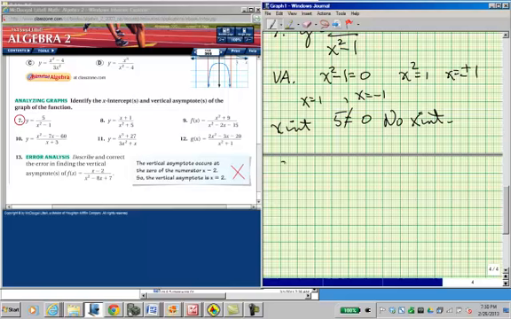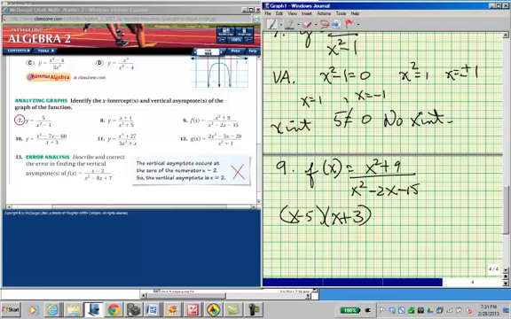Now we're going to do 9. So let's look at 9. Okay, f of x equals x squared plus 9 over x squared minus 2x minus 15. Okay, now we have to do a little bit of factoring. So we'll factor the denominator to look for vertical asymptotes. Now the denominator, we're going to have x minus 5 times x plus 3, right?